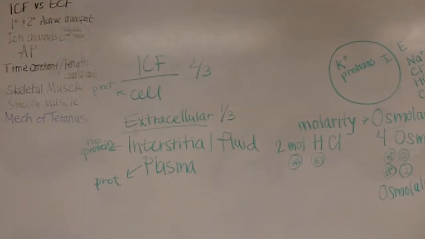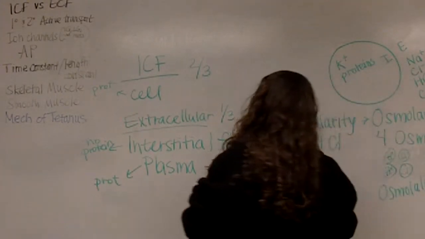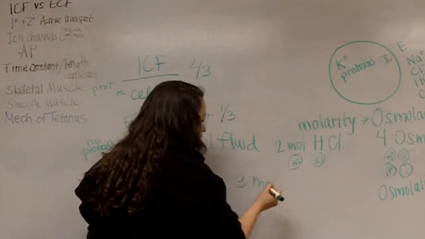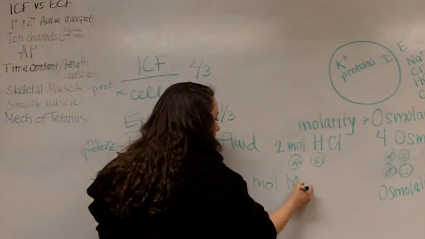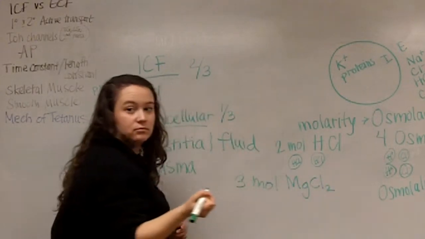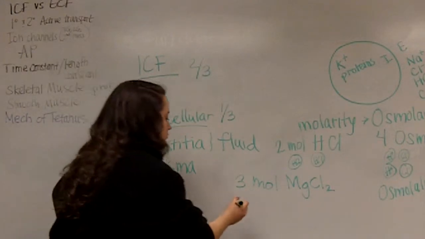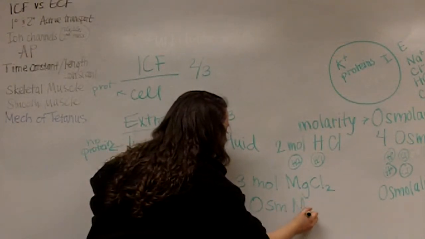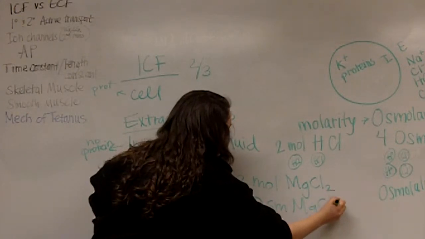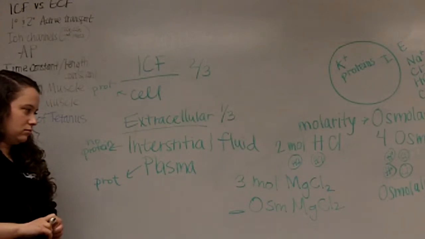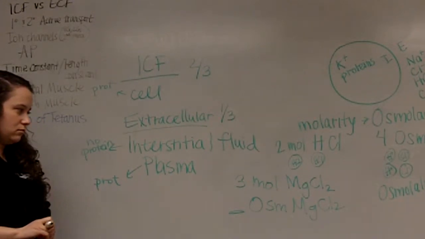Gotcha. Okay, so if we had 3 moles of magnesium chloride, how many osmoles would we have? Okay. 3 moles of magnesium chloride.